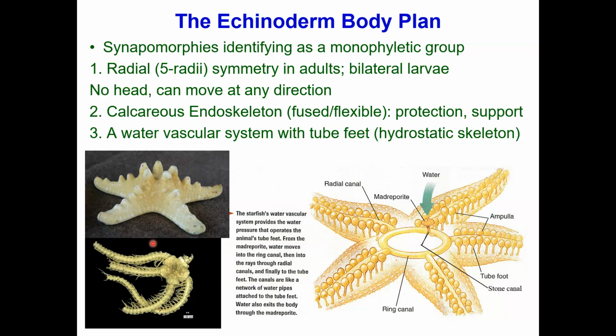The support comes in two different ways. One, supporting to keep the body shape, body form, and that applies to any skeleton. And the secondary thing a skeleton can do is provide support for attachment of muscles. In the case of arthropods, that was evident, and it is evident now as well, right?